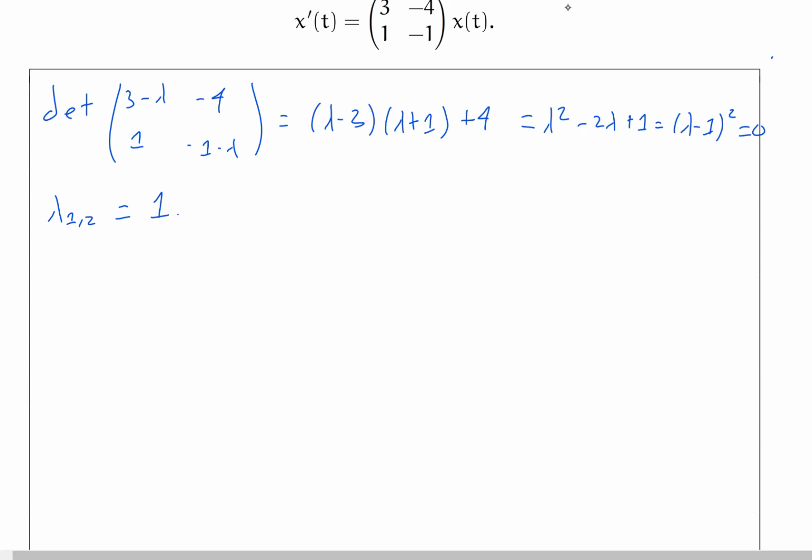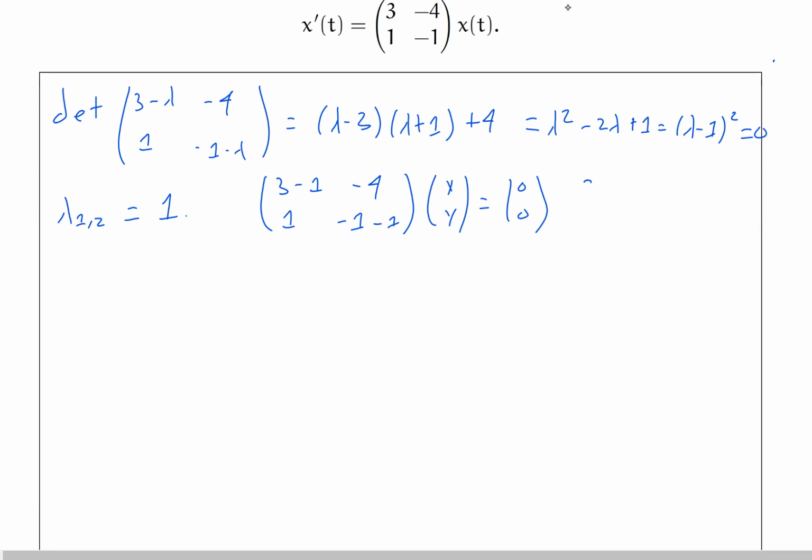Now to find the eigenvector, we're going to solve the equation [3 minus 1, minus 4; 1, minus 1 minus 1] times [x, y] equal to [0, 0]. Notice the top equation just reads 2x minus 4y equals 0, and the bottom equation reads x minus 2y equals 0. Again, the top equation is 2 times the bottom equation, so this tells us that we've done something right.